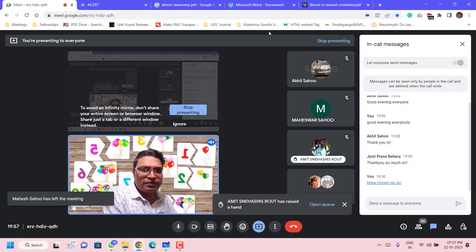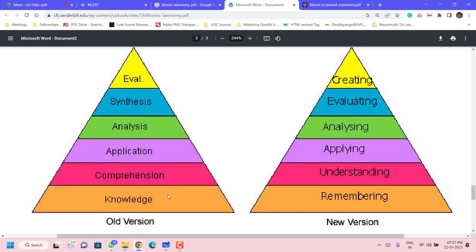So we see that the original subdomain proposed by Bloom was knowledge. He says that knowledge is in the lowest hierarchy of the subdomains under the cognitive domain. Like that, when we want to learn something or when we teach something, what do we do? First, we remember the concepts related to the thing which we want to learn. And for that, we simply remember it.